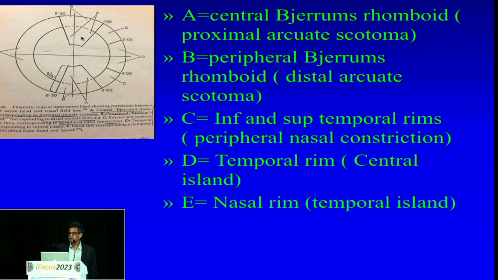A is this area, which is the central Jerome's rhomboid, giving rise to proximal arcuate scotoma. So you will ultimately have to make the field correlation with this. B is the peripheral Jerome's rhomboid, distal arcuate scotoma. Okay? C over here and here are the inferior and superior temporal rims, which are equivalent to peripheral nasal constriction. And D over here is the temporal rim, meaning central island. And this is the nasal part, the nasal rim, which gives the temporal island. So you must remember that to be able to correlate.